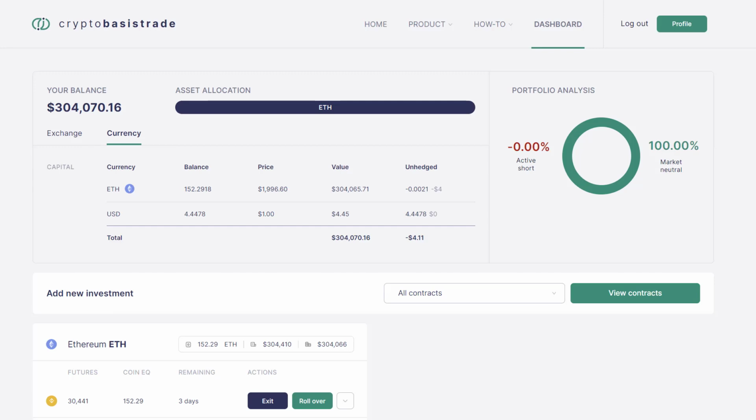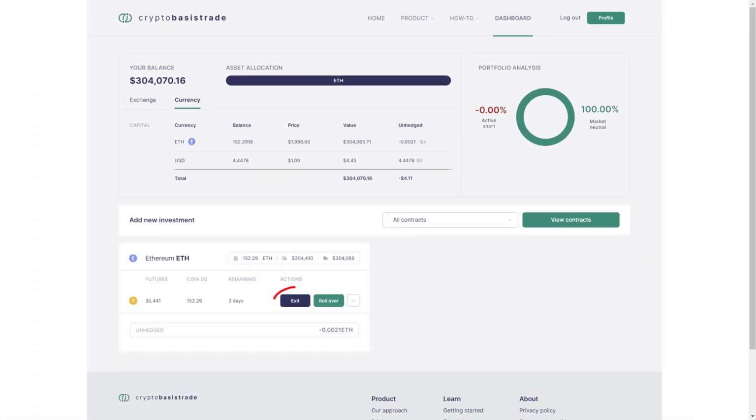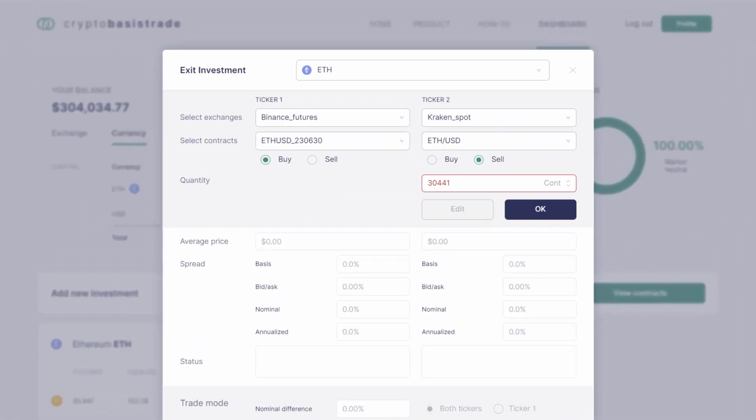Let's buy back 2,000 contracts and sell an equivalent amount of spot Ether. Press the exit button to launch the trader tool. Check the parameters. Buy June contracts and sell spot coins for US dollars. Enter the number of contracts and check the nominal value.